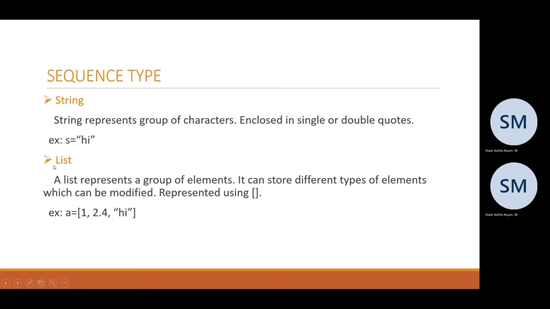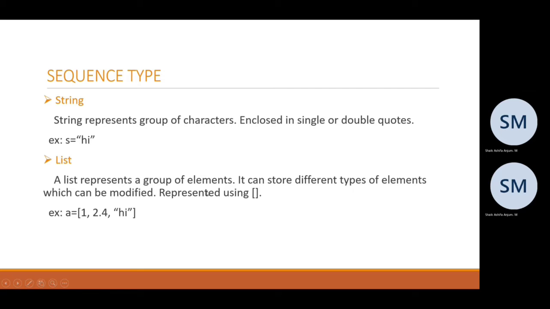And the next data type is list. A list represents a group of elements. It can store different types of elements which can be modified. Basically, lists are mutable, and lists are represented using square braces. Whatever we give within the square braces is considered as a list. For example, a equals to 1, 2.4, high. These are the elements in the list.